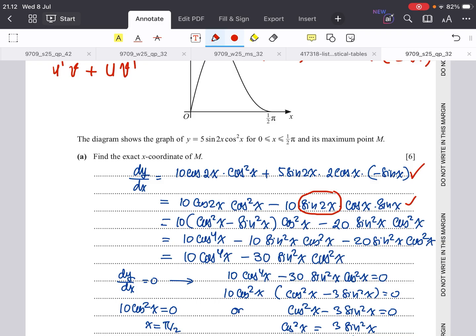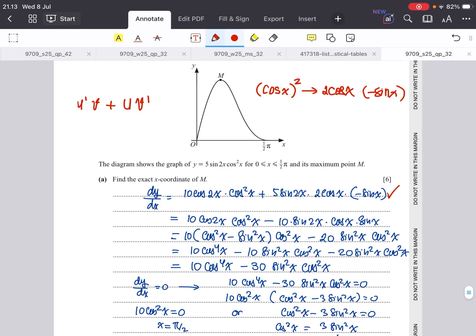Sine 2x is 2 sine x cos x. I think you have this formula also in the list of formula. Sine 2x is 2 sine x cos x. It will be like this. And then cos 2x is cos square x minus sine square x. And then we simplify into 10 cos to the power of 4 x minus 30 sine square x cos square x.